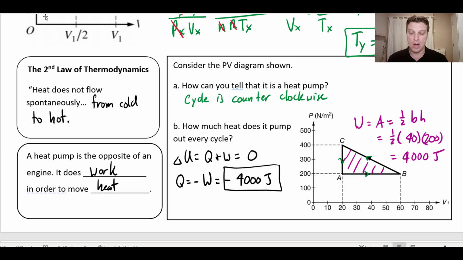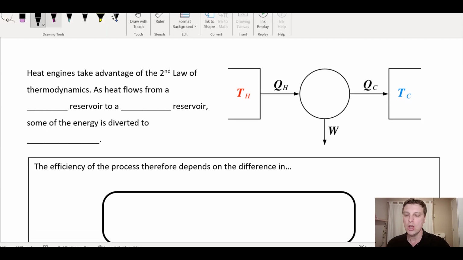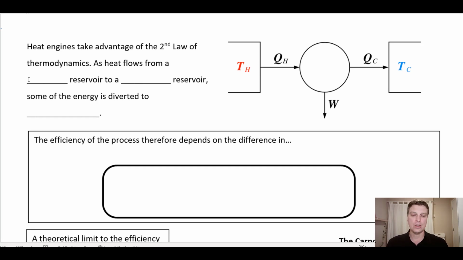All right, so I want to talk just a little bit about heat engines and just another way to visualize them. So we've been talking about what they do, and yes, heat flows through them, and then we use that heat to do work. One of the ways to visualize it is to look at this diagram right here, okay? So in taking advantage of the second law of thermodynamics, basically heat flows from a hot reservoir to a cold reservoir. And along the way, some of that energy is diverted to do work.